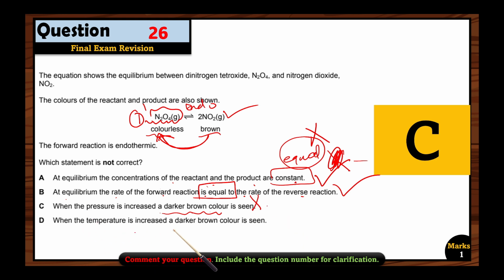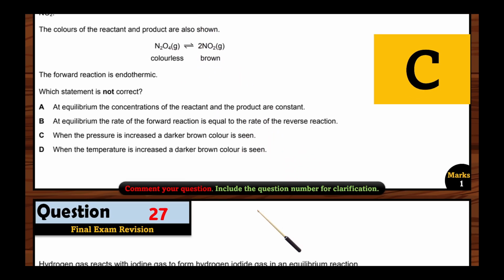When the temperature is increased, a dark brown color is seen. Okay, if you increase the temperature, yes, that's right, dark brown color will be seen because the forward reaction is endothermic. So this is the only wrong option, that is option C.